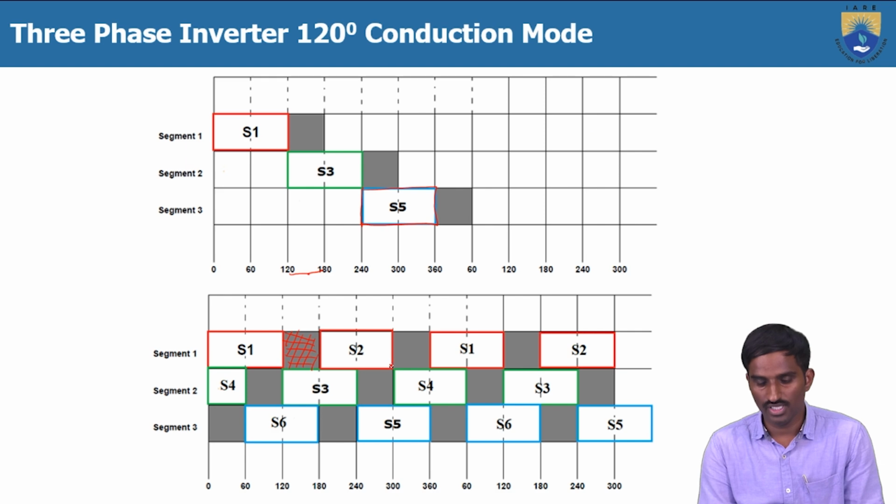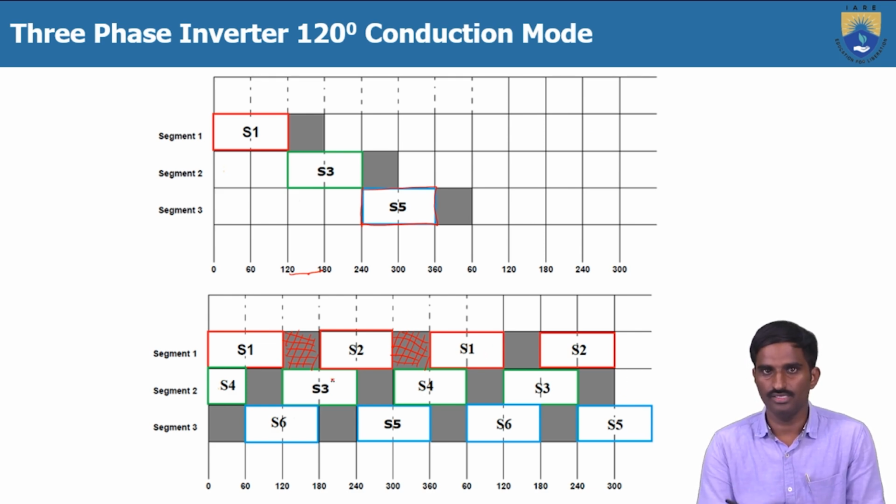After S2, S1 will start again 180 degrees later, so 180 plus 180 is 360. At 360 S1 will start, but S2 will conduct up to 300 only. Again here from 300 to 360, no switch will conduct. And this pattern will repeat continuously.